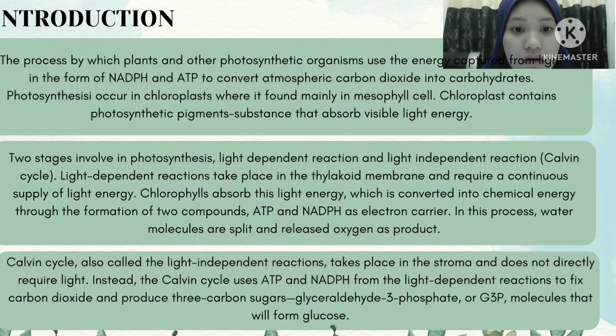The Calvin cycle, also called the light-independent reaction, takes place in the stroma and does not directly require light. Instead, the Calvin cycle uses ATP and NADPH from the light-dependent reaction to fix carbon dioxide and produce the 3-carbon sugar glyceraldehyde 3-phosphate, or G3P, molecules that will form glucose.